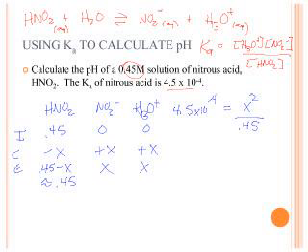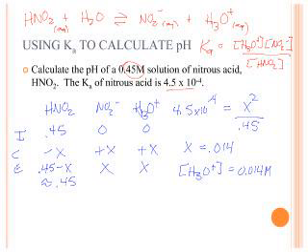Say that again? 0.014. Okay. All right. Is everyone okay with x equaling 0.014? All right. So that means our hydronium ion concentration is 0.014 molar. Are we done? No. All right. What do we need to do to answer this question?